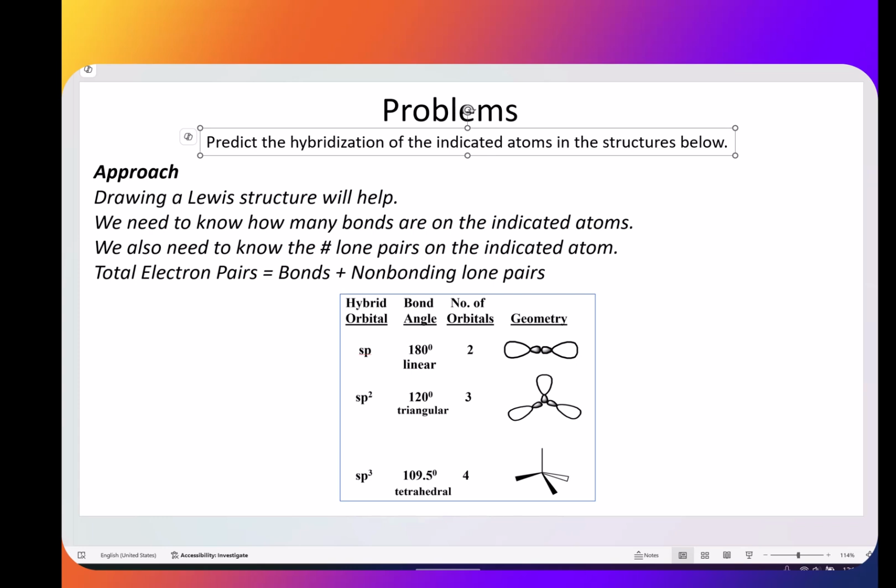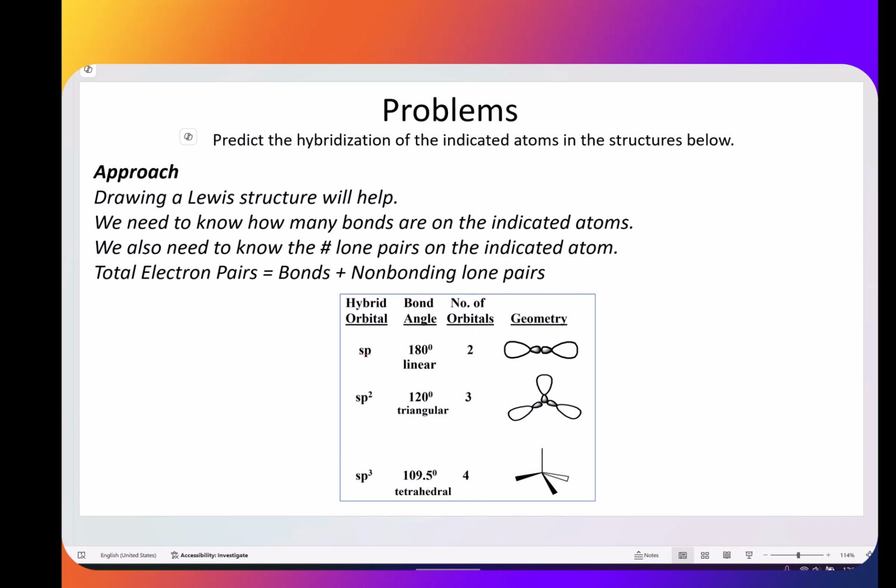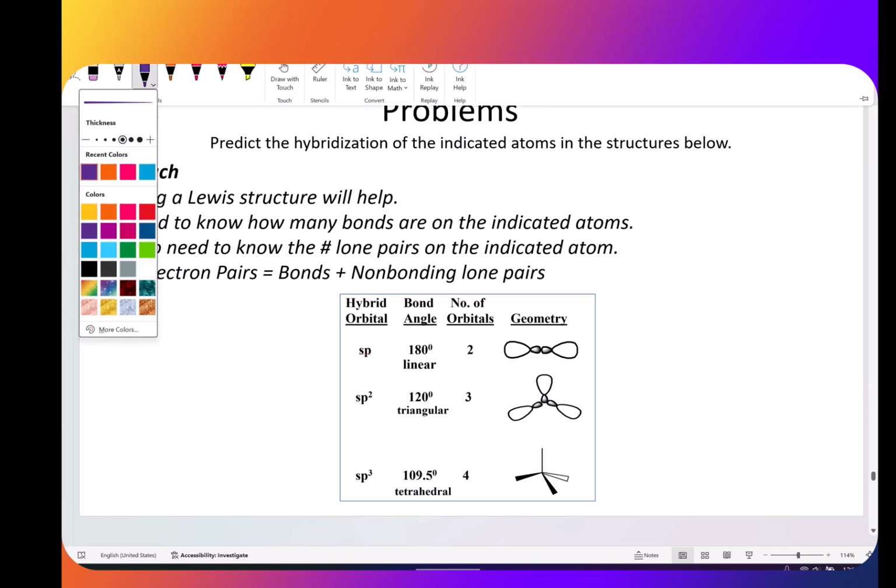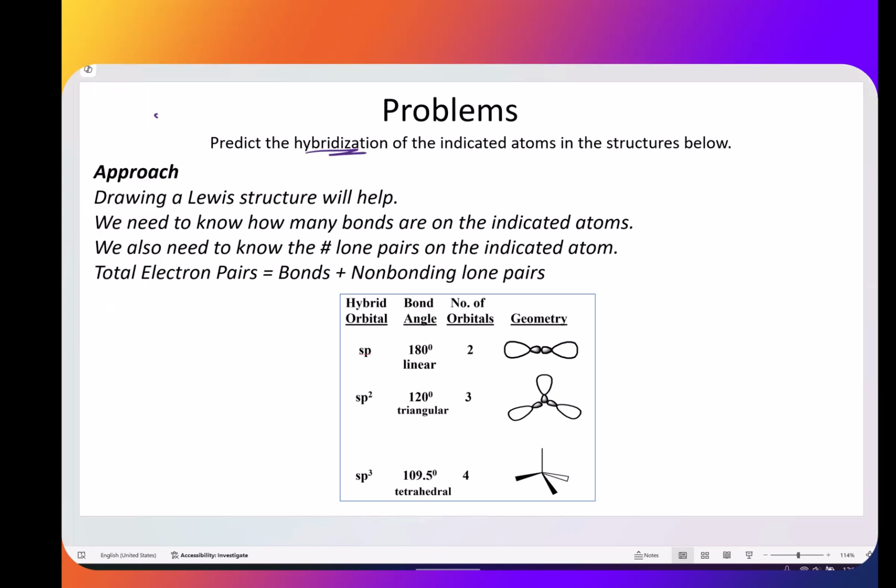In this video, we're going to solve some problems in which we define what type of hybridization is present on an element in a molecular formula. We're also going to decide whether the molecule is bent, linear, or tetrahedral.